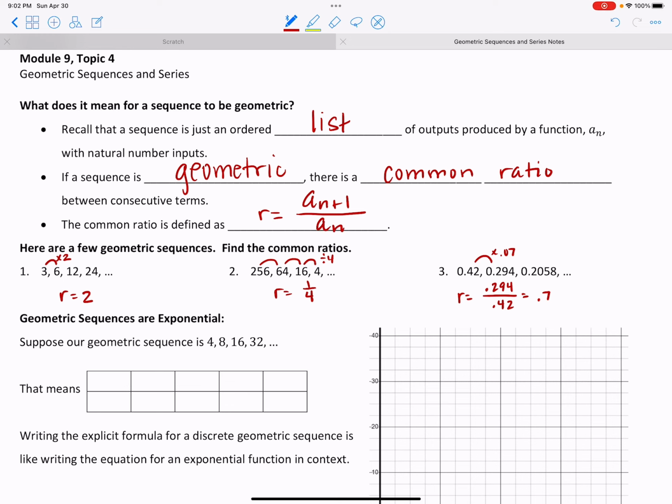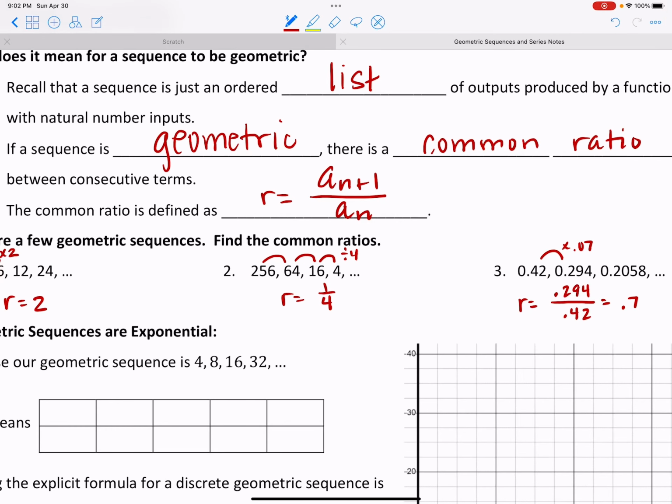Now sometimes we say previous term as a sub n minus 1, but if I defined it this way, our smallest natural number input being 1 means when I input 1 in the denominator here, 1 minus 1 would be 0, and a sub 0 is not defined for a sequence, and so we're going to go the other direction with this and just say a sub n plus 1 over a sub n. But in general, take your two consecutive terms and divide.